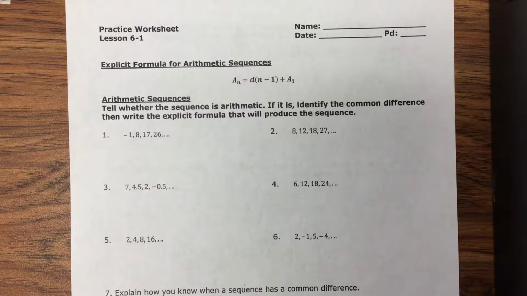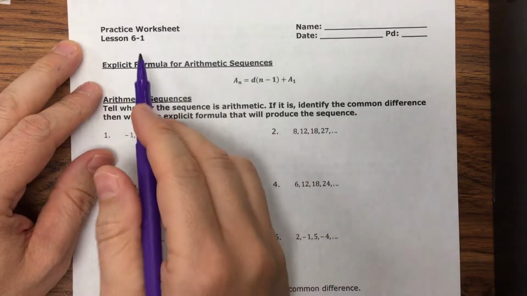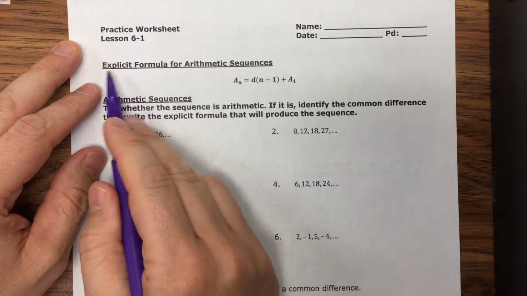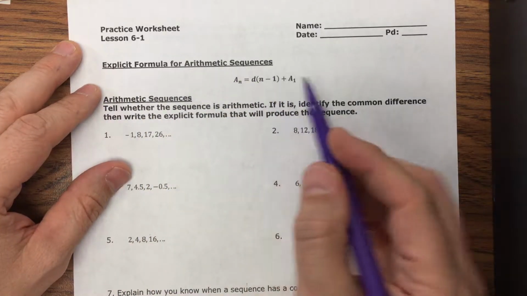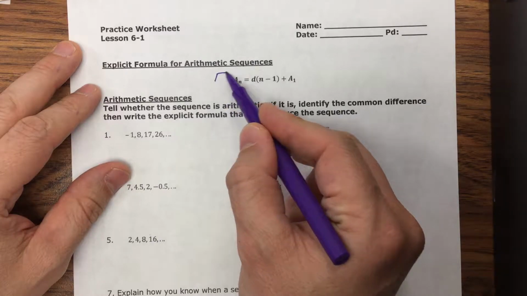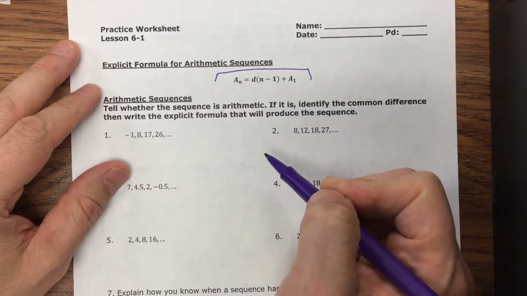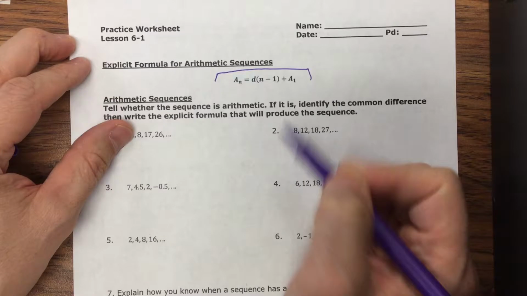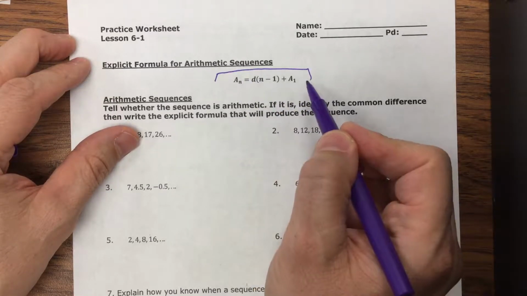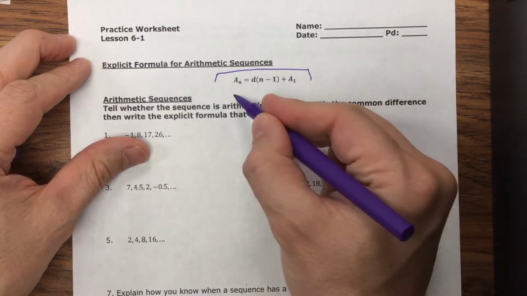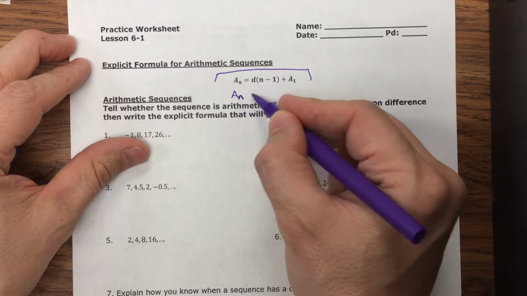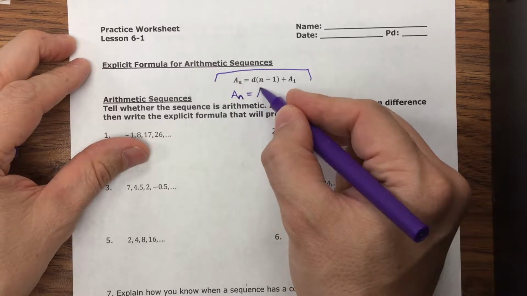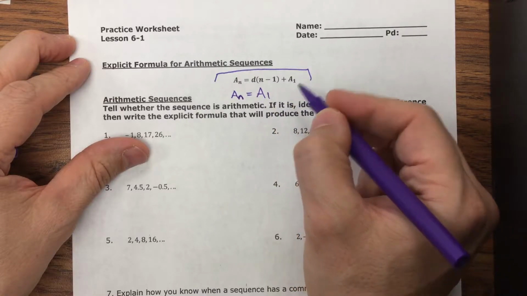Okay, here's some homework help for practice worksheet lesson 6-1, the explicit formula for arithmetic sequences. Now they're giving us the formula, and I also want you to know the formula could be written in another way. I personally like this way more. I think it's friendlier, but this other way is the exact same thing, and you should learn to recognize both. They have the same ingredients, just switched around a little bit.